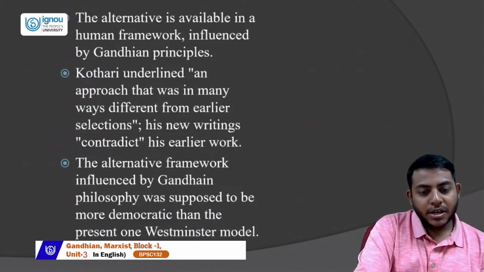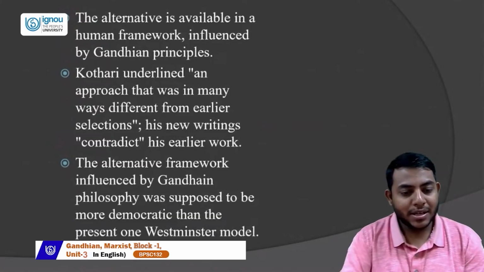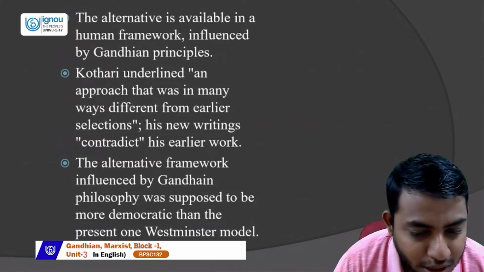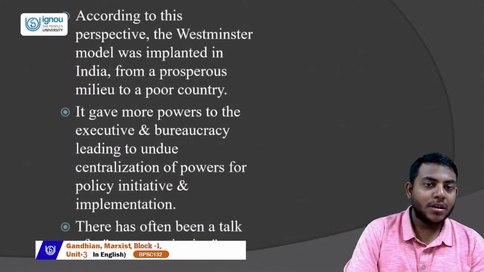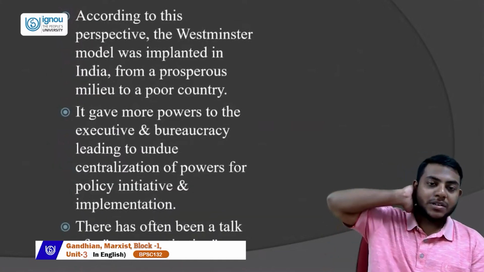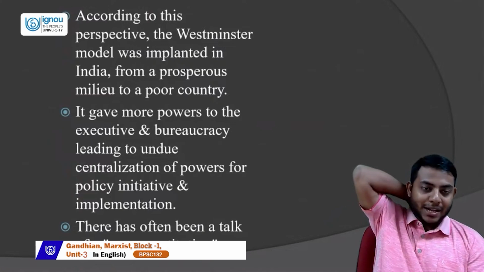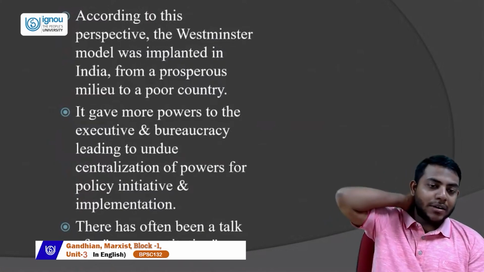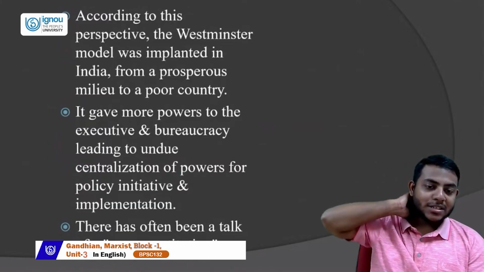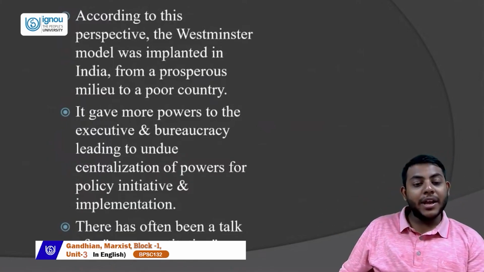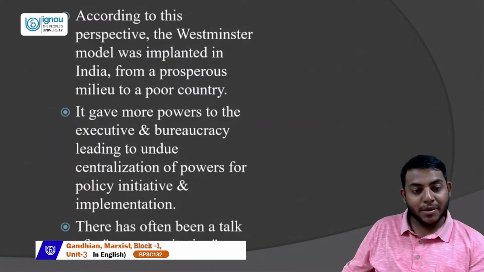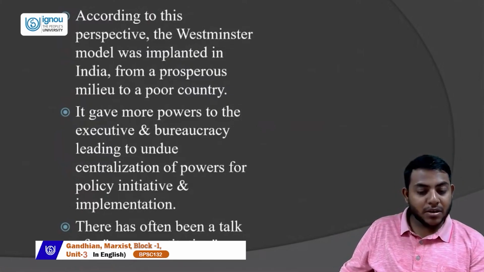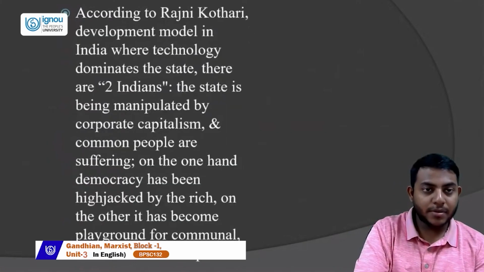So the alternative framework influenced by Gandhian philosophy was supposed to be more democratic than the present one, that is the Westminster model. According to this perspective, the Westminster model was implanted in India from outside, from a prosperous milieu to a poor country, and it gave more powers to the executive and bureaucracy, leading to undue centralization of powers for policy initiative and implementation. So there has often been a talk of a new constitution.